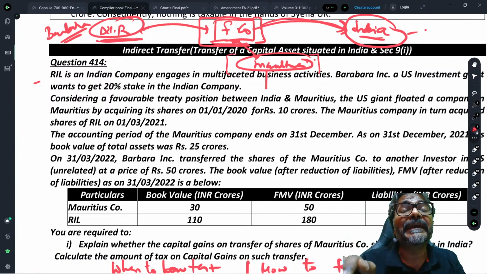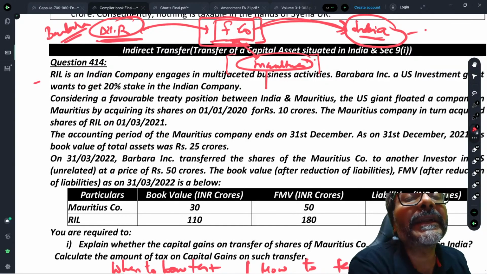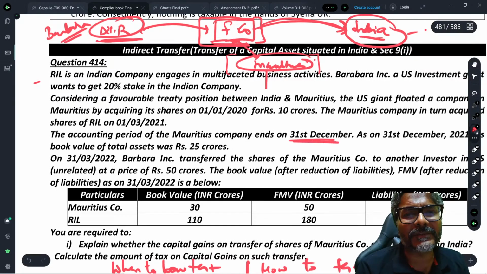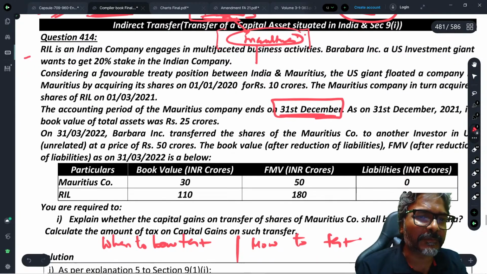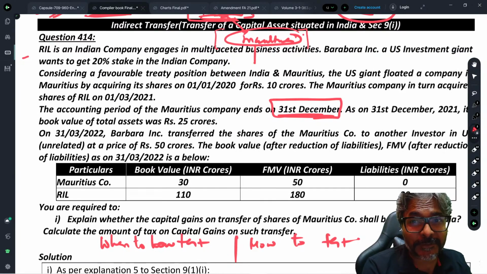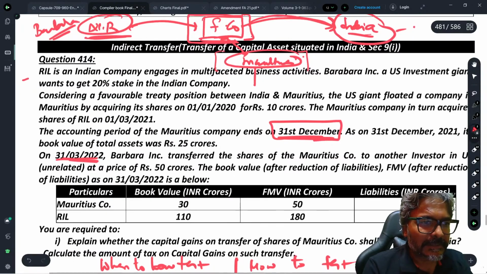That is one date, and the next date is the last date of the accounting period preceding the date of transfer, which is generally in this question 31st of December. So for the Mauritius company, the last date of the accounting period preceding the date of transfer is 31st of December. Therefore, in this case, the date of transfer is 31st of March. Barbara and C. has transferred the shares.